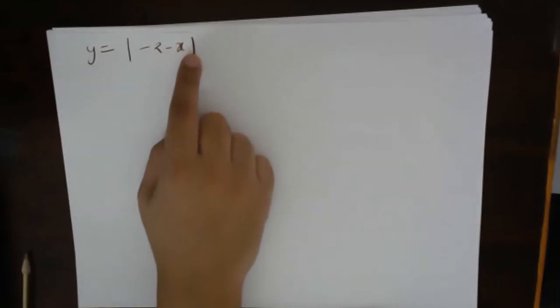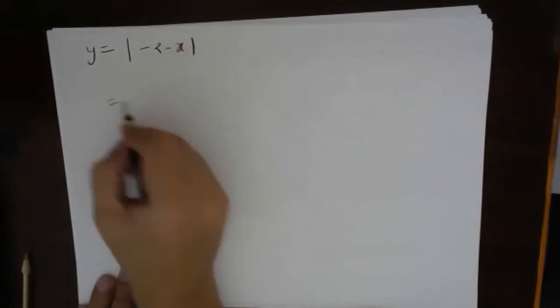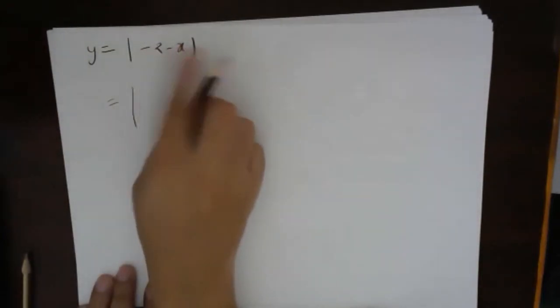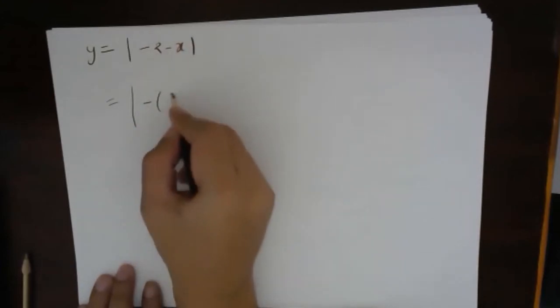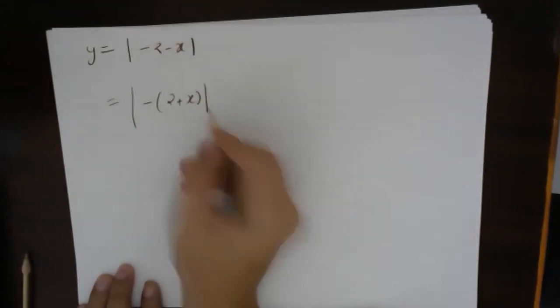Done? Should we start? Should we solve this question? Now, many of you must be thinking, okay, sir, what kind of a question is this? There is a negative inside both. So what will we do with this negative? If there is a negative inside both, we can take this minus common from both of them. So this is minus of 2 plus x, right?